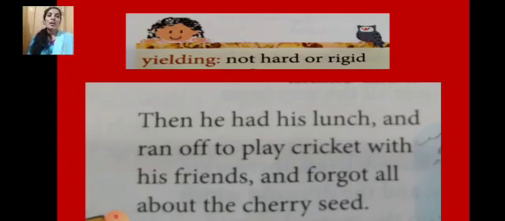Next para. Then he had his lunch and ran off to play cricket with his friends. Like you people, you have been playing at home, I know, but at the time of studies, please learn. Please do your studies, make a timetable. And forgot all about the cherry seed. It means he didn't care.